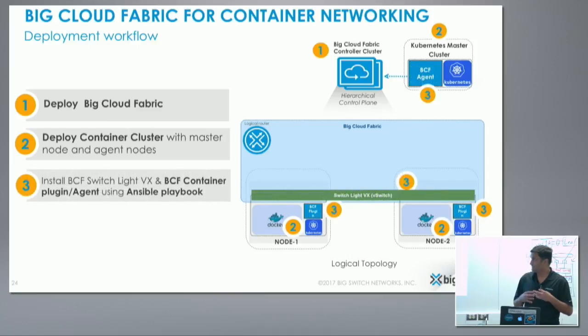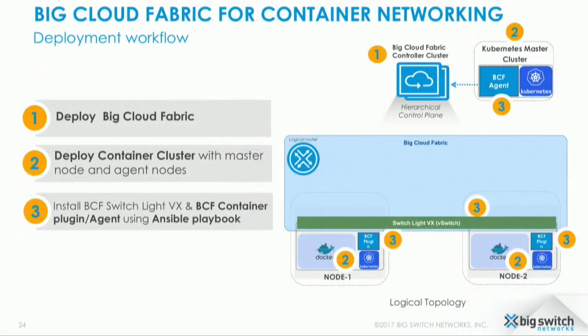And you would install the Kubernetes cluster itself, all the Kubernetes components. Then finally, an important step is to glue it together, right? So you need to put in BCF integration components on worker nodes and the master node. As I said, there are 3 components here: virtual switch, BCF plugin, and the BCF agent. And we provide the Ansible playbook to deploy this so that it can be deployed faster, which we'll see as part of the demo.